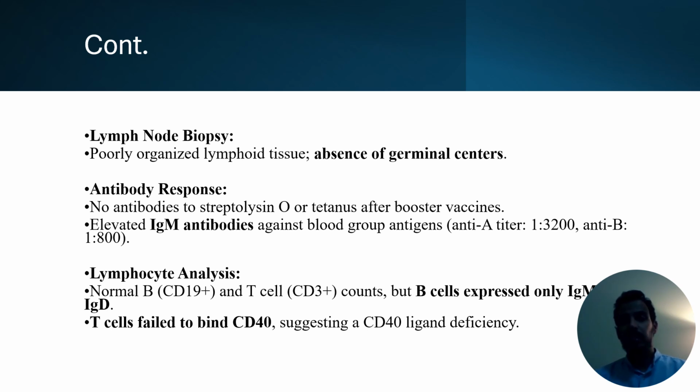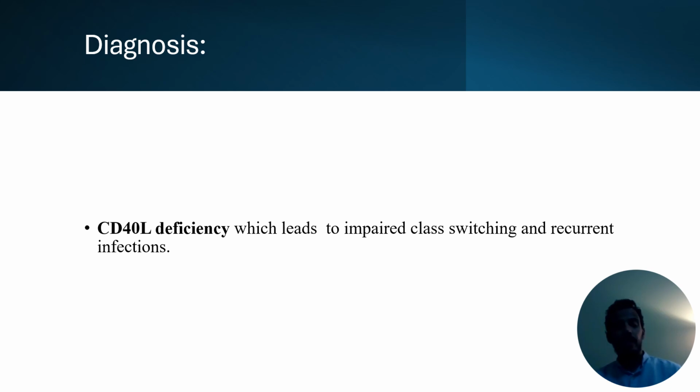In the lymphocyte analysis, CD19 positive and CD3 positive cell counts are normal, but notably the B cells only express IgM and IgD, which means that there is no class switching or somatic hypermutation. Importantly, T cells fail to bind CD40, which suggests a deficiency in CD40 ligand, crucial for effective B cell activation and class switching. So this emphasizes that CD40 ligand deficiency leads to impaired class switching and recurrent infection.